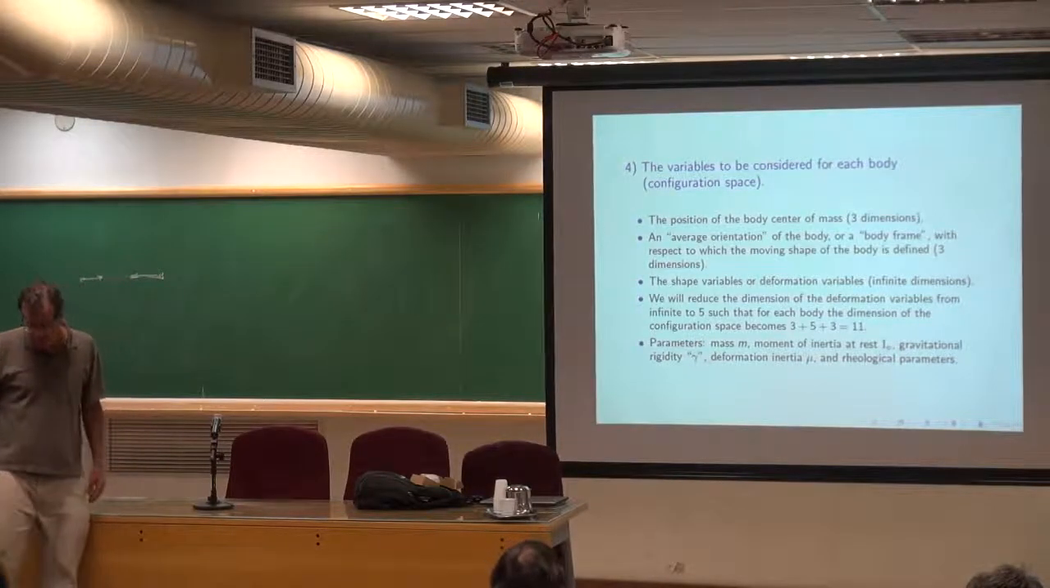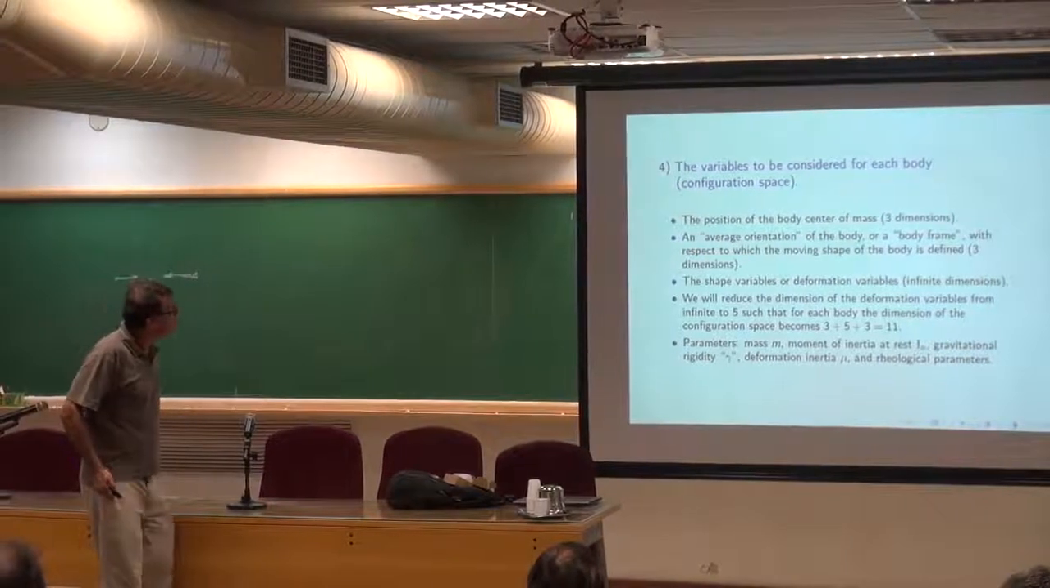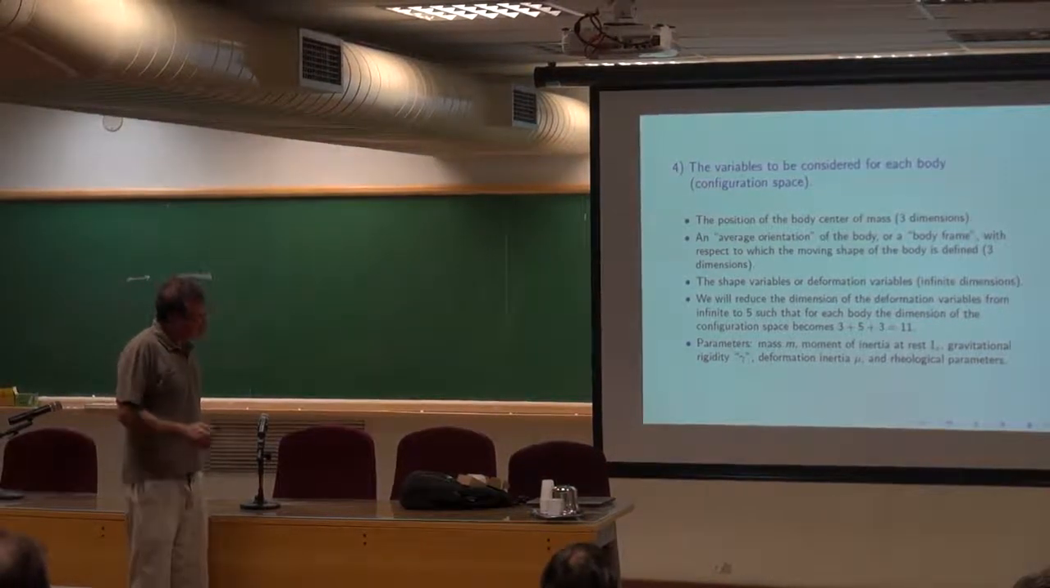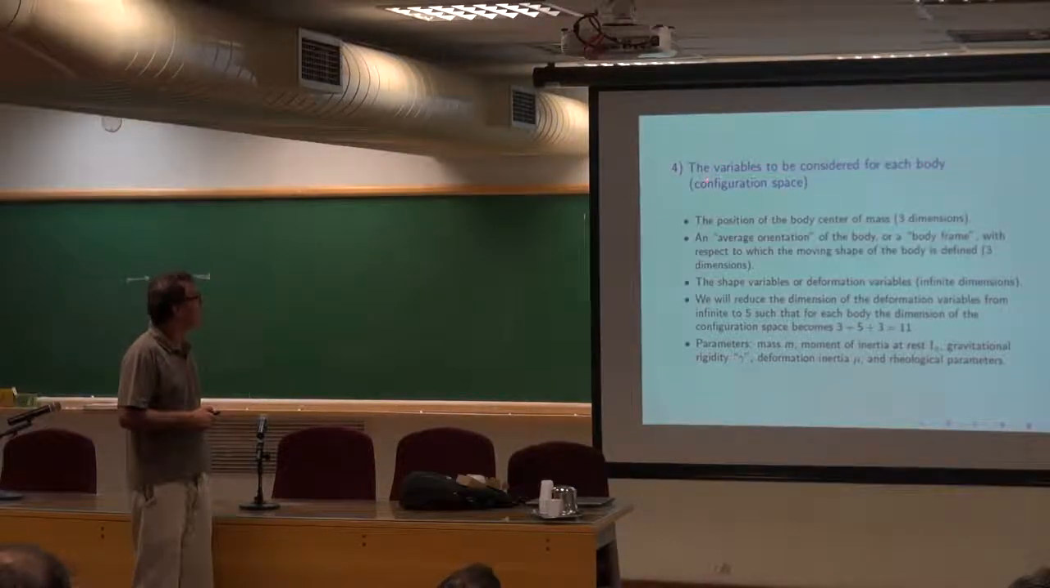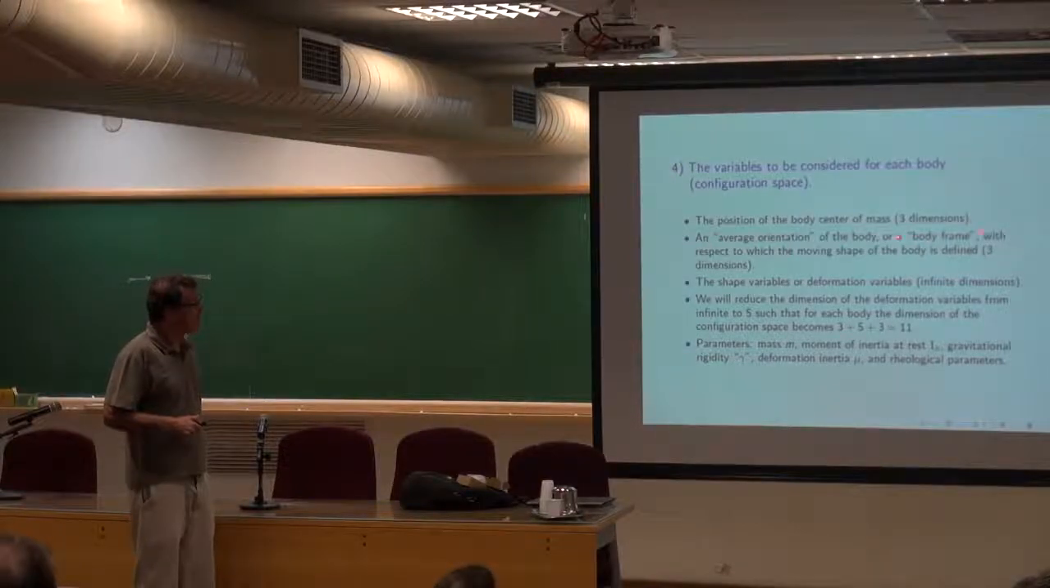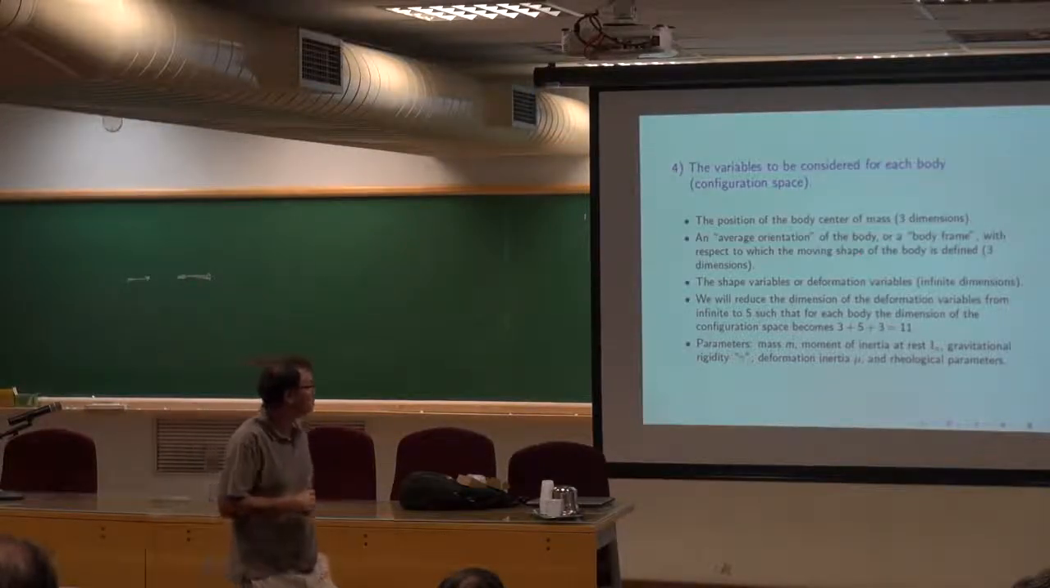So now let's see how we built our model. We had a very tortuous trajectory to get to this hypothesis, to this variable. But after thinking for some time, we got to this. We want to construct a model for deformable bodies. So first we set up the configuration space: the position of the center of mass of each body, three positions for each body, an average orientation of the body, or a body frame with respect to which the moving shape of the body is defined, three dimensions, and that's the most subtle part, by far.